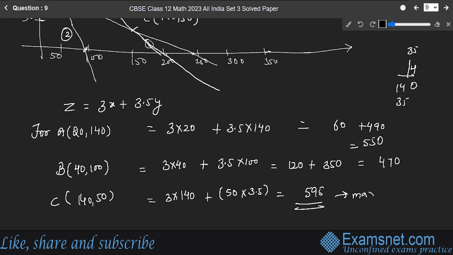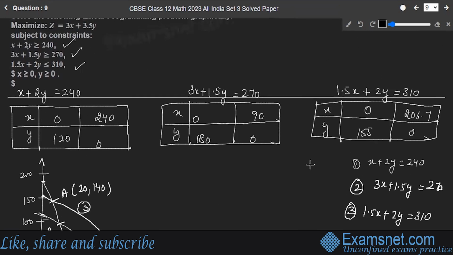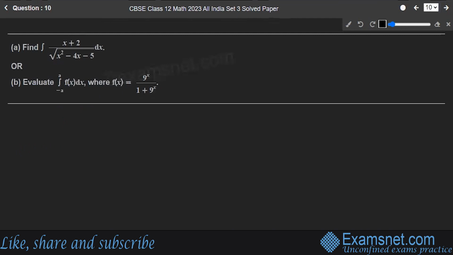Now this is the maximum value out of these three. So the maximum value is 595 at 140, 50. All right, so this is the answer to the question. Hope you understood this. Next is question number 10.